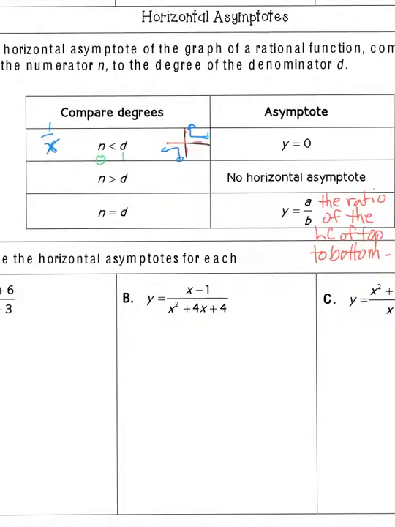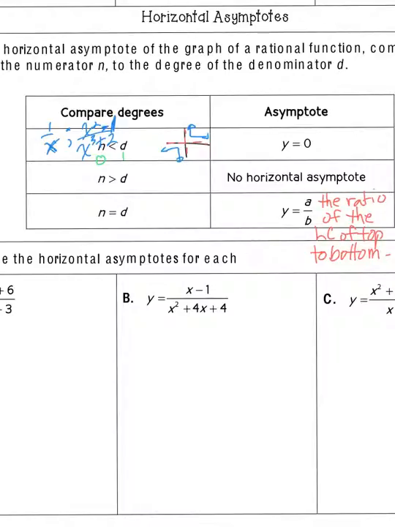So anytime you have this situation, let me give you another one. I could have an example here of x squared minus 1 over x cubed plus 2. You have x squared, which is a degree of 2, and x cubed, which is a degree of 3. The numerator is smaller than the denominator, so you're going to have y equals 0 as your horizontal asymptote.